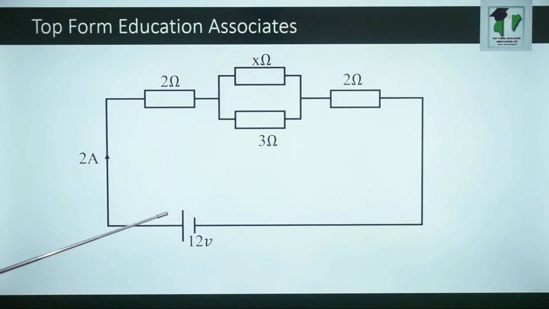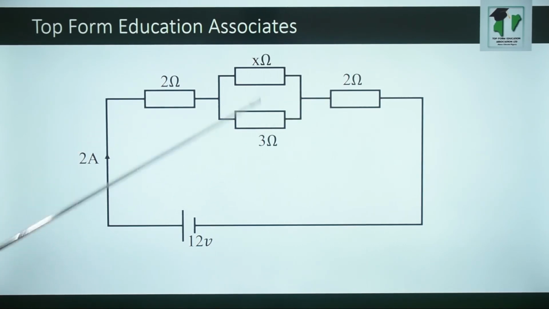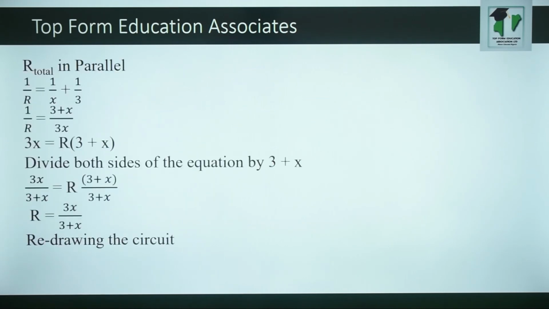Now you have here the voltage, 12 volts. You have the current flowing in this circuit as 2 amperes. So you have this resistor here giving resistance of 2 ohms, and this one is also 2 ohms, and this one is 3 ohms. So I want to now, first of all, get the total resistance in what? Parallel. So we have R total in parallel.